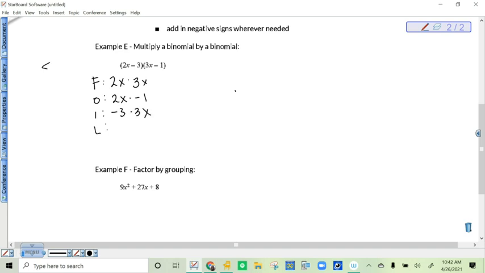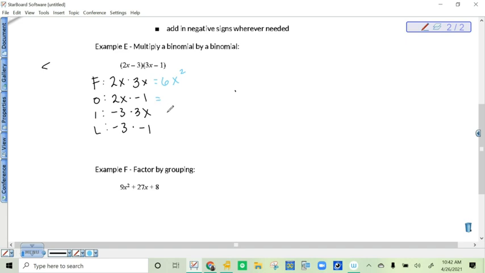Yeah, negative 3 times 3x. And what's my last times last? Good. And we'll multiply it out. First times first is 6 what? 6x squared. Good, 6x squared.